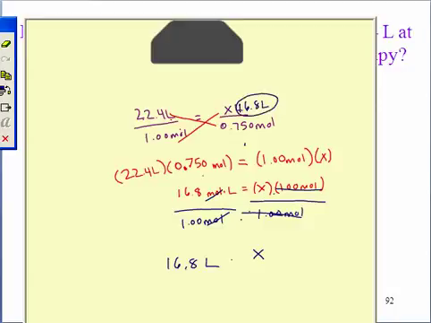Does that make sense? Yes, if we look at our initial condition, I had 1 mole and then I lowered my number of moles. If I lower my number of moles of gas, then I'm going to lower my volume. And that's exactly what I see. And this is a reasonable answer.